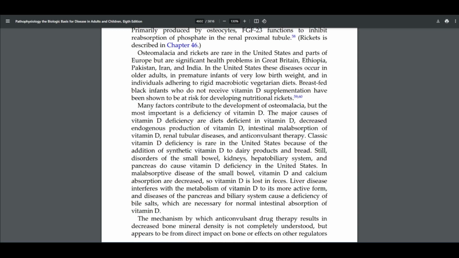Osteomalacia and rickets are rare in the US and parts of Europe, but are significant health problems in Great Britain, Ethiopia, Pakistan, Iran, and India. In the US, these diseases occur in older adults, in premature infants of very low birth weight, and in individuals adhering to rigid macrobiotic vegetarian diets. Breastfed black infants who do not receive vitamin D supplementation have been shown to be at risk of developing nutritional rickets.